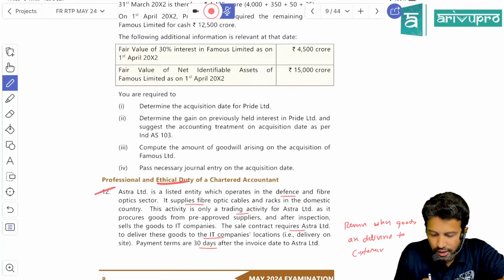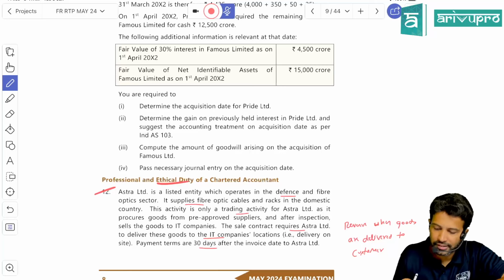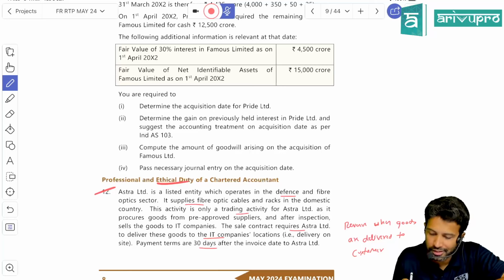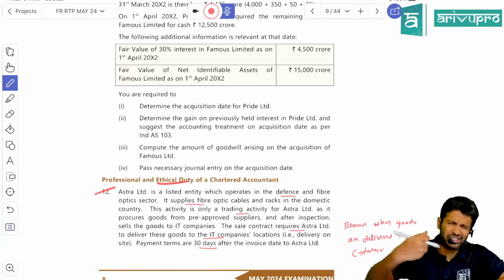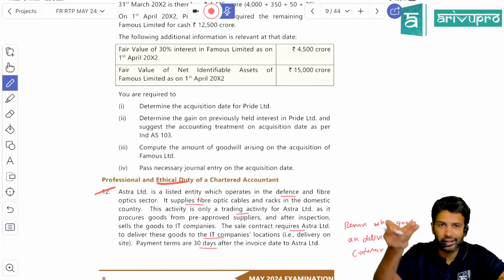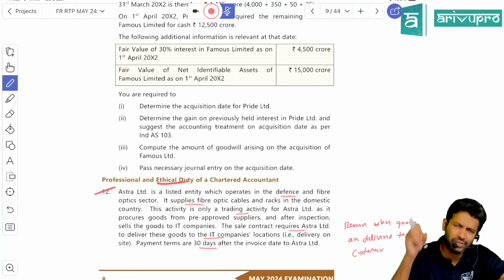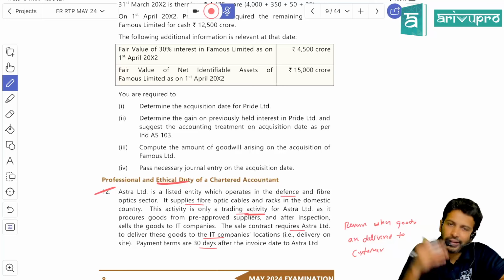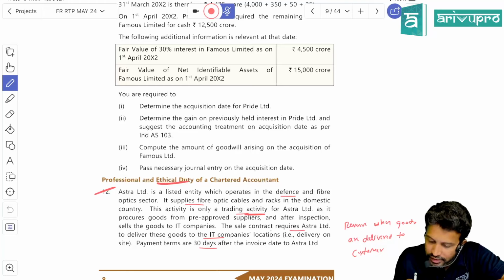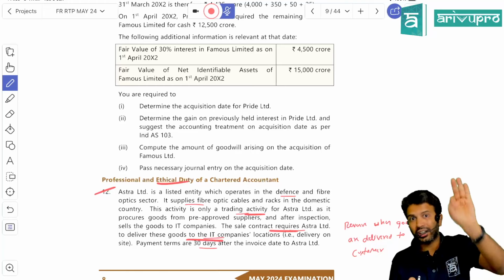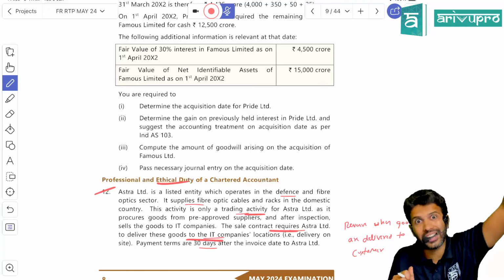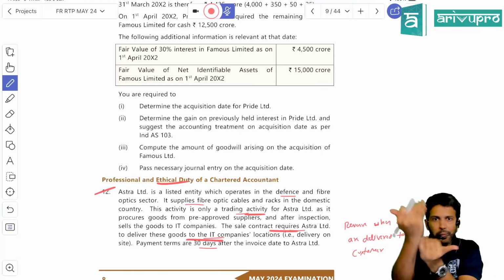Question number 12. Astra Limited is a listed company which operates in the defense and fiber optic sector. It supplies fiber optic cables and racks in the domestic country, for example fiber optic cable for internet. This activity is only trading activity, so we are not manufacturers; we purchase and we sell. The sale contract requires Astra to deliver the goods to IT companies. So one of the terms of the contract is that we not only sell these cables, but we have an obligation to deliver these cables also.